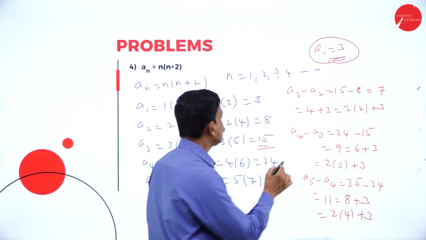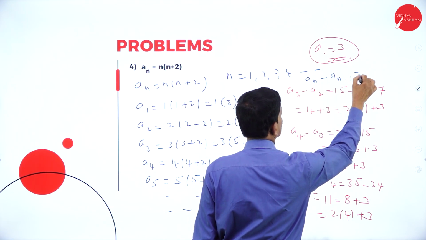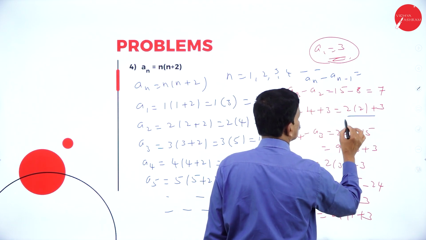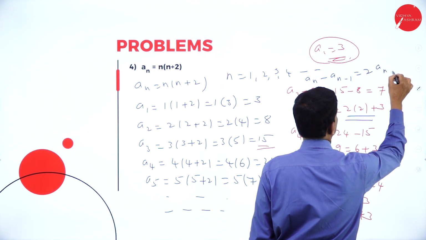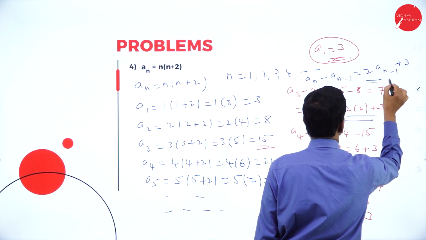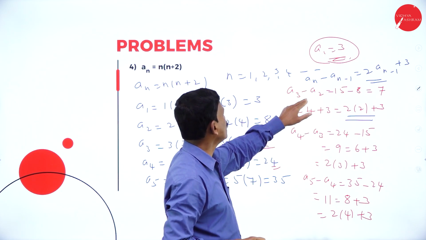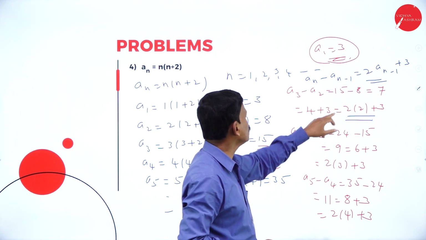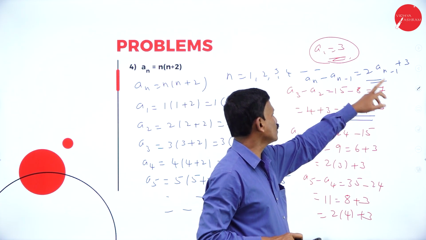Now, if you observe carefully, this is An minus An-1, which is equal to 2 times An-1 plus 3. See, here it is A3 minus A2. Here A3 is nothing but An, and 3 minus 1 is 2. What did you get? 2 into 2 plus 3, that is 2 into An-1 plus 3.